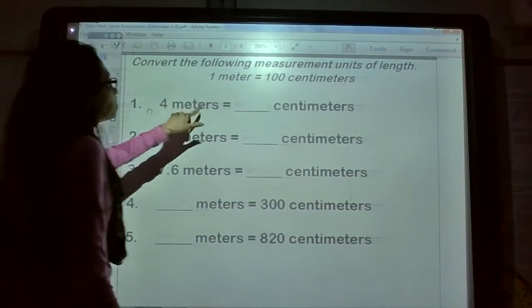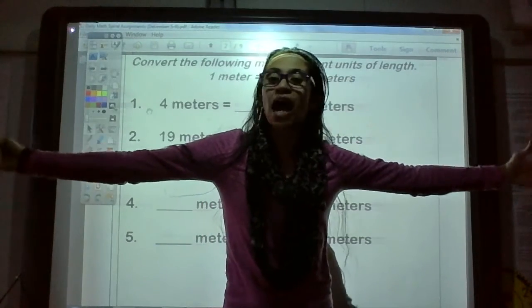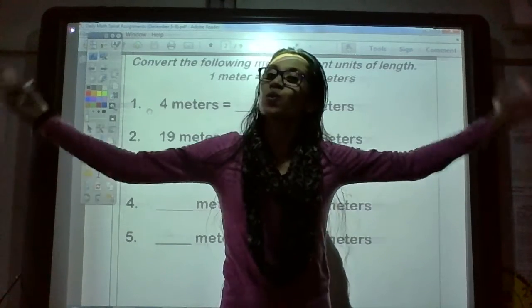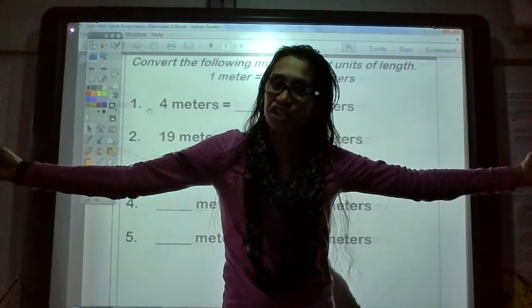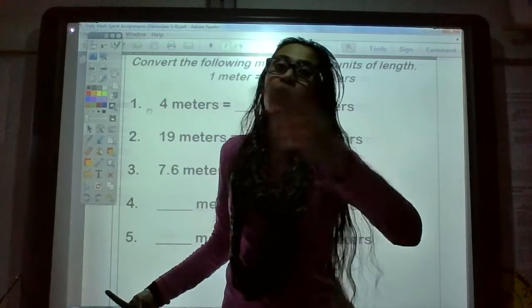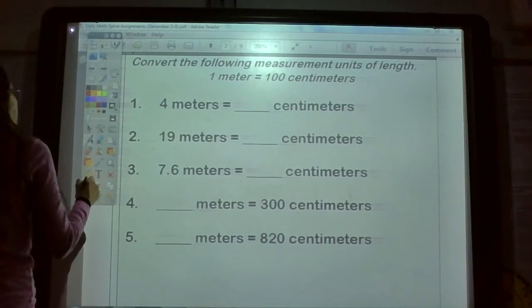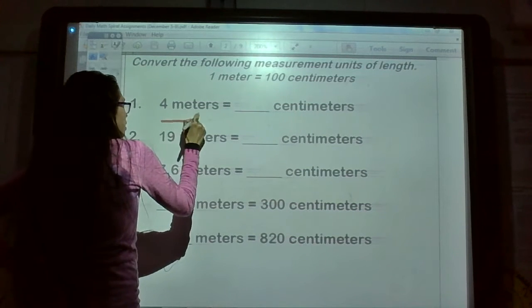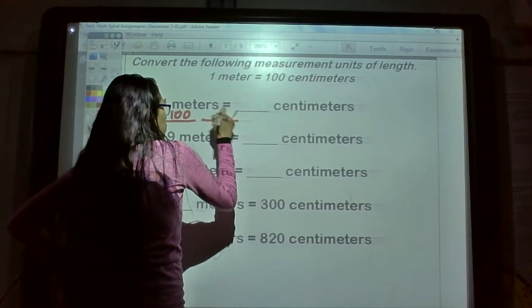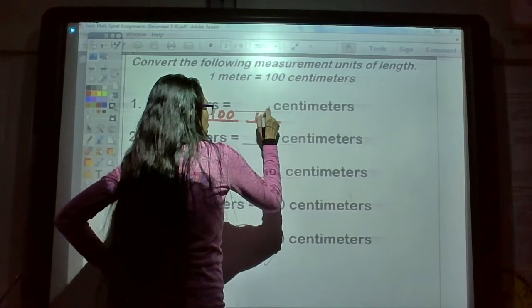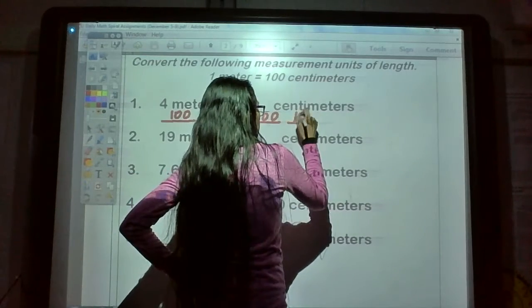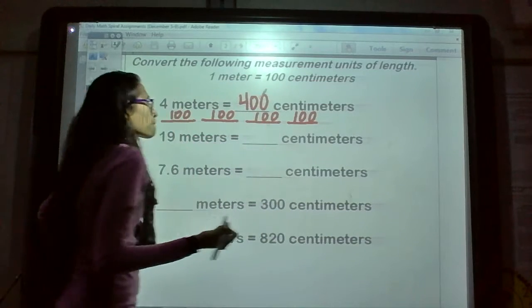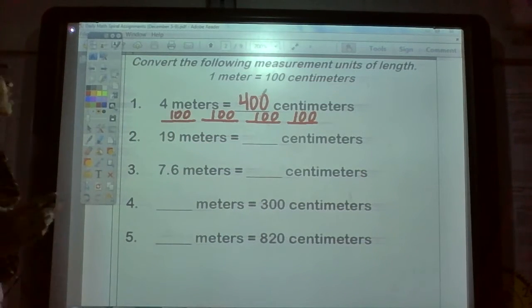So if I have 4 meters, 4 of these, how many centimeters is that? 100, 100, 100, 100. How much is that? That is 400. That's right. So I'm going to show you 2 ways. Let's do it this way. That is 100, 100, 100, and 100, which gives you 400 centimeters. All right. Now let's look at the next one.